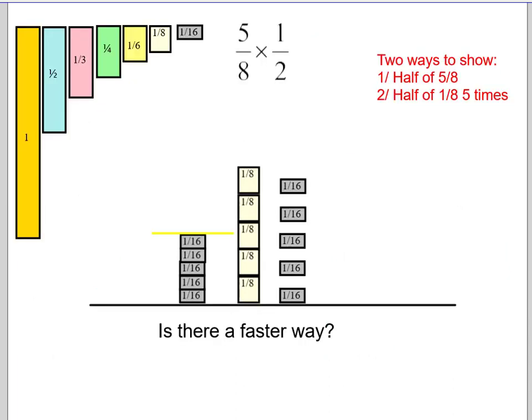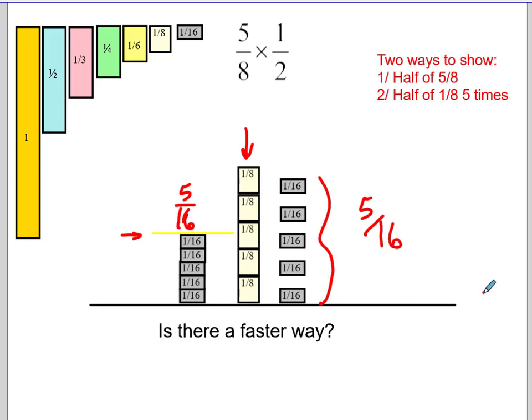Let's just explore this idea a little bit more. 5/8 times a half. So there's two ways to think about this. We're looking for half of 5/8 or half of each one of the 5/8. So if we look here, this is 5/8 right here. The halfway mark is this line, and if we stack up 1/16 in there, we'll notice that we come up with 5/16 to fill that from the black line up to that halfway mark. If we take half of each one of the 1/8, we would get 1/16 for each one of those, and you'll notice there are 5 of them, so again this is 5/16.